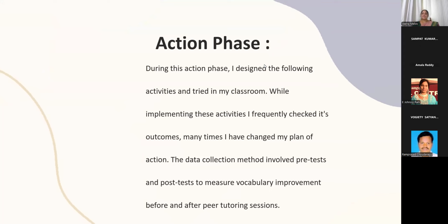As I chose 6th class students, the students participated actively. The purpose of choosing 6th class is that they come from primary schools and don't have proper exposure to the language and vocabulary skills. In the action phase, the students participated very well. While implementing these activities, I frequently checked the outcomes. Many times I changed my plan of action.